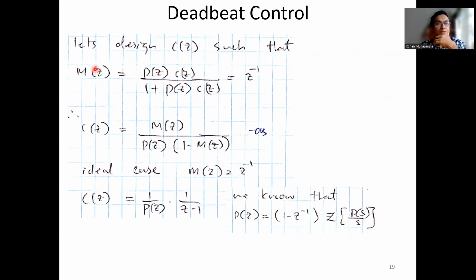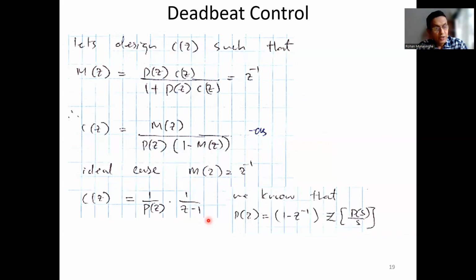That is MEZ. Now we know that it should be equal to Z to the minus 1. All right. Now you can solve this one and figure out what CS should be, right? CS is equal to MEZ over PZ times 1 minus MEZ, right? And MEZ is Z to the minus 1. Put it over here and here, right? MEZ equals Z to the minus 1. Then controller is 1 over PZ, times 1 over Z minus 1.